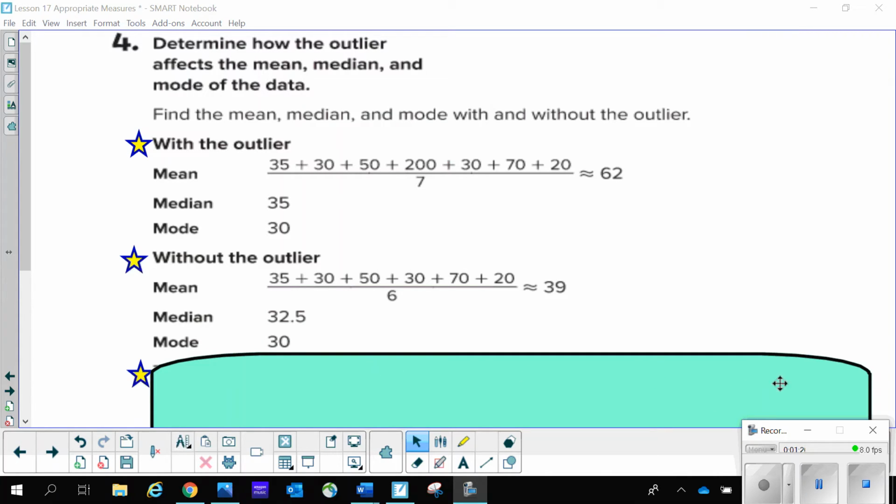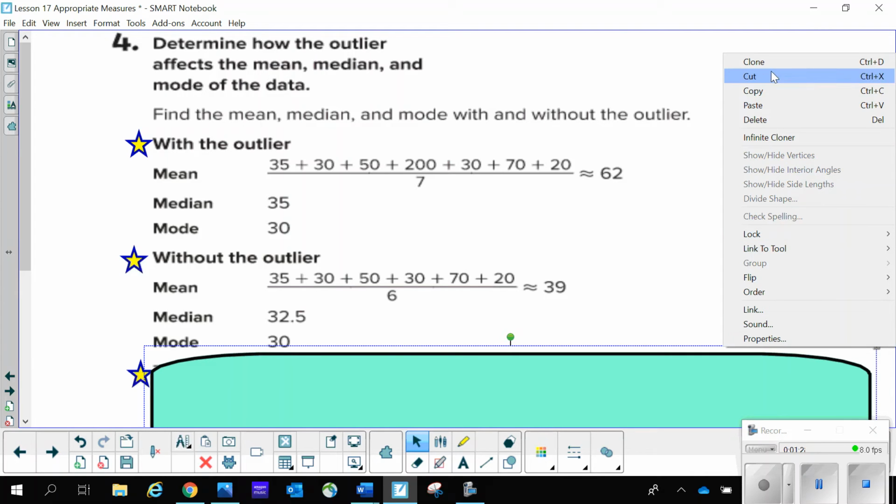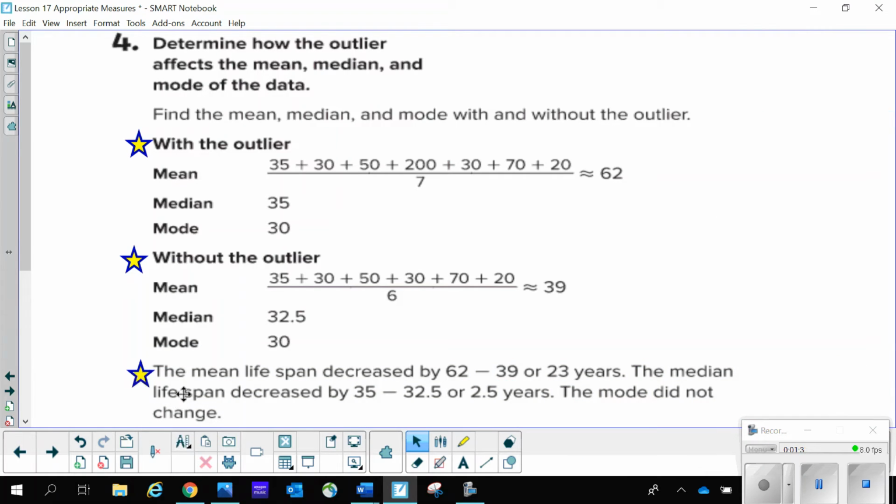So really, what does this tell us, or what does this mean? The mean lifespan decreased. So if we take 62 minus the 39, would be 23 years. The median lifespan also decreased. So 35 to 32.5, which is a decrease of 2.5 years. And the mode did not change at all. So taking that outlier out both decreased the mean and the median of this set of data. Take a minute, pause the video, and write down this information.